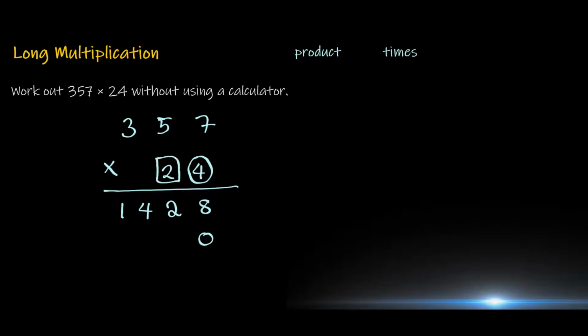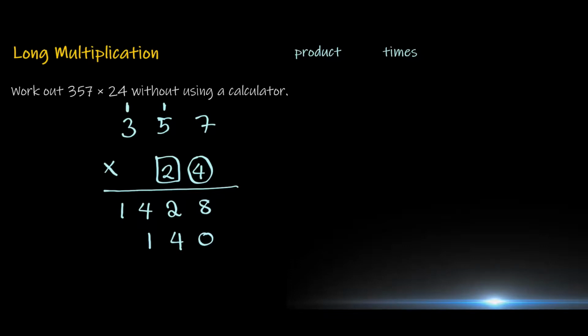Next, I take the 2, multiply it by 357. 2 times 7 gives me 14. I'm left with 1, which I write on the top of the 5. 2 times 5 is 10. 10 add 1 gives me 11. I write the 1 below the 4, and then I take the remaining 1 to the top of the 3.